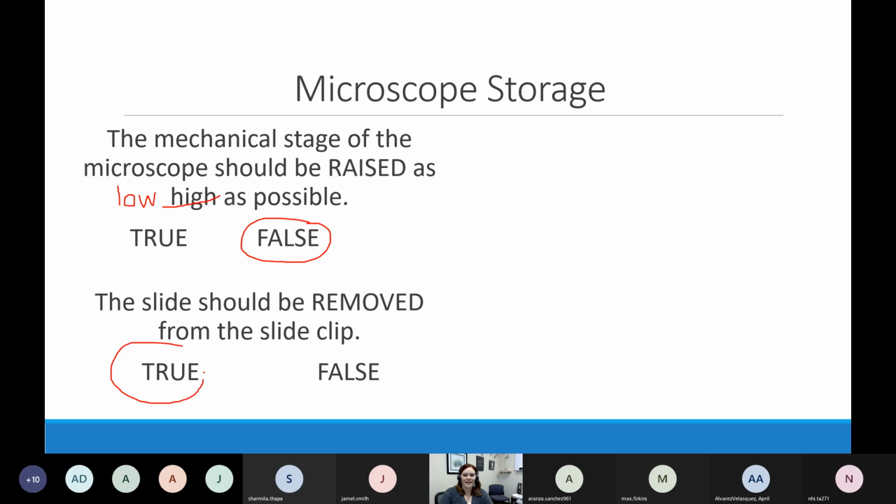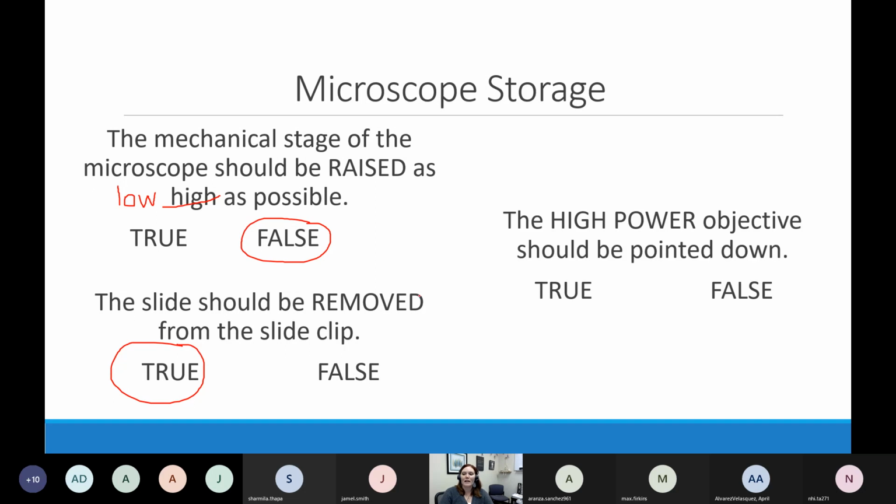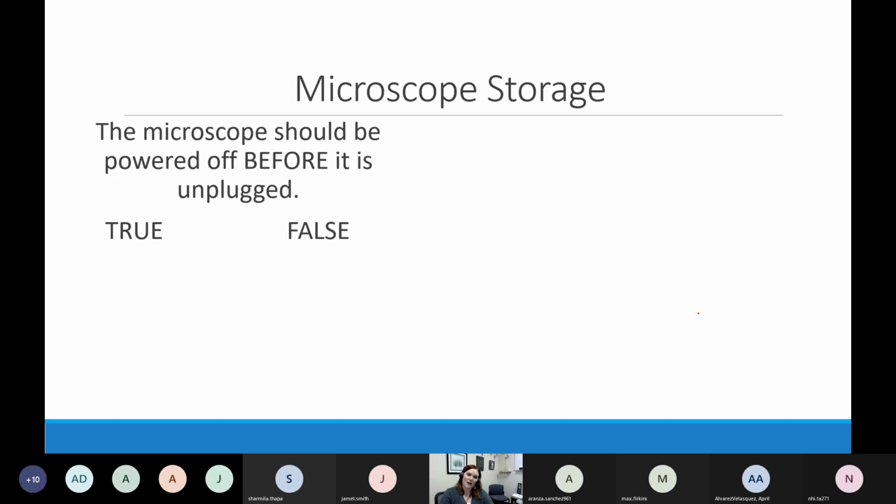We take off our slides. Don't want to leave slides on the microscope. Put them back in our slide box. Then we're going to make sure that our scanning objective, the smallest one, is the one that's pointing down. We would never want that high power objective pointing down. That is the longest objective. We're going to bump into those slides, undoubtedly. So we put that scanning objective in place. With the slide off, with the stage dropped and that red objective pointing down, then we're going to go ahead and turn off the microscope and then unplug it. So we always want to power it off before we unplug it.